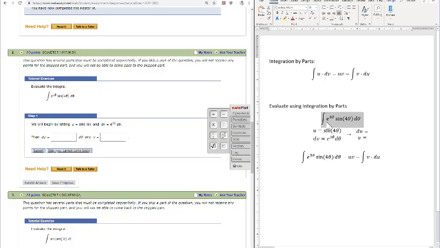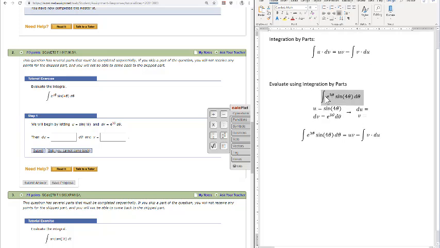So let's use integration by parts to solve this integral. This is e to the 3 theta times sine 4 theta d theta. All right, so integration by parts tells us that if we can identify a u and dv, then according to the formula for integration by parts, which came from the product rule, this is going to equal u times v minus the integral of v du. So if we have u, we need to find du for the other side, and if we have dv, we need to find v by integrating.